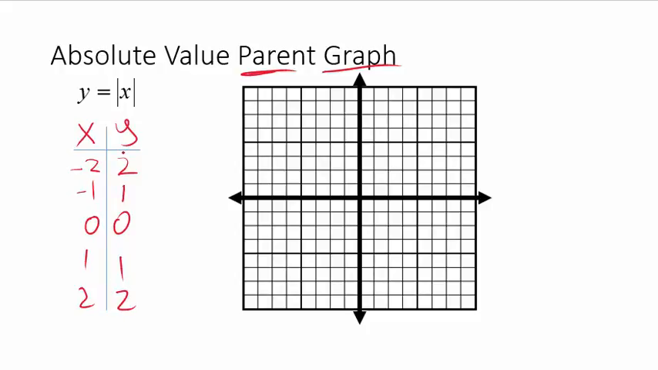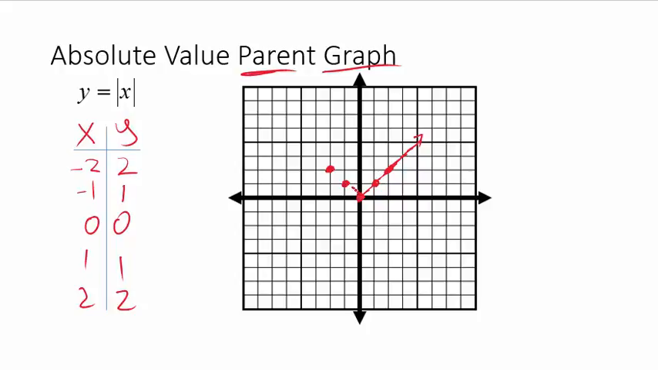So if I keep checking these and I were to actually graph this now, we've got the ordered pair -2, +2, so that would go here. We'd have the ordered pair -1, 1. We have the ordered pair 0, 0, 1, 1, and 2, 2. And what you notice here is that an absolute value graph will always take on this little V shape. Okay, this is what we call the parent graph for absolute value function.